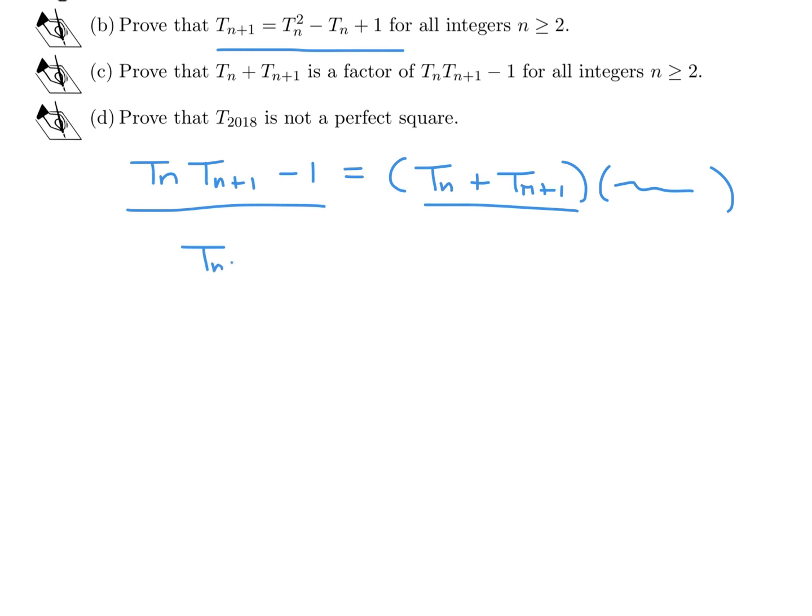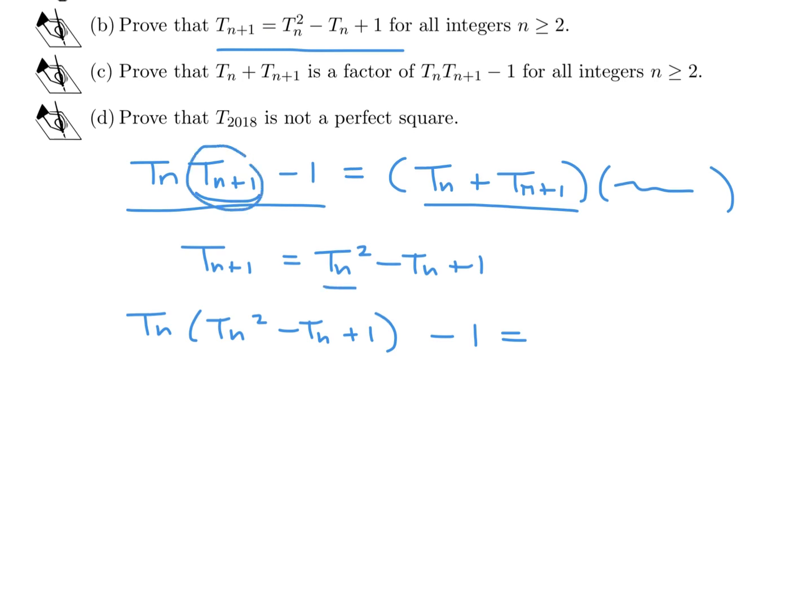So that T(n+1) is equal to Tn squared minus Tn plus 1. So what we're going to do is sub that into here. So we have Tn, and instead of T(n+1), we're going to put in that Tn squared minus Tn plus 1. And then we have that minus 1. So all I did was for this guy, I just substituted that. Okay, now let's expand this. When you expand this, you get Tn to the power of 3 minus Tn squared plus Tn minus 1.